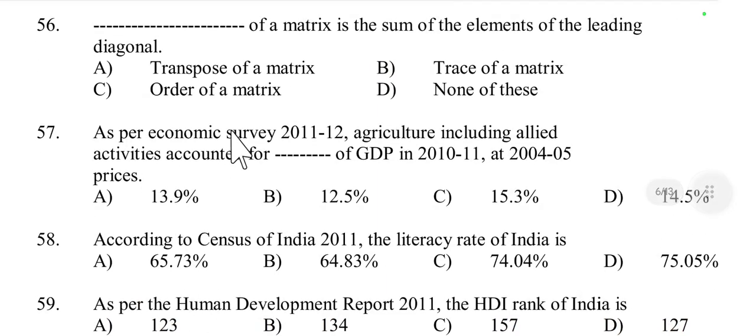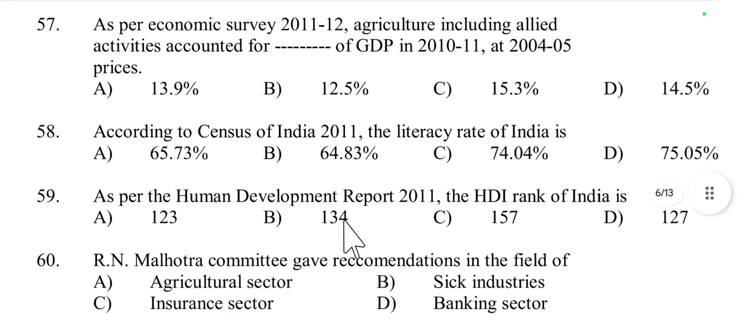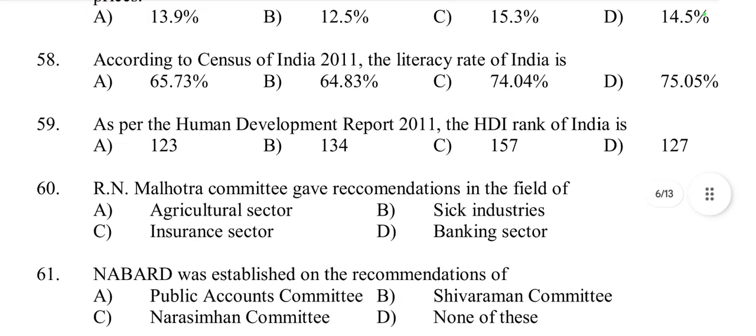Then question number 57. As per Economic Survey 2011-12, agriculture including allied activities account for dash of GDP in 2010-11 at 2004-5 prices. It was 13.9. Option A is the right answer. Then according to the census of India 2011, the literacy rate of India is 74.04. Option C. Then question number 59, as per the Human Development Index report 2011, the HDI rank of India is 134.